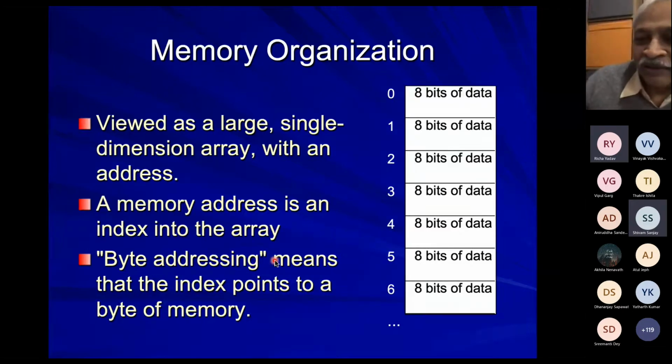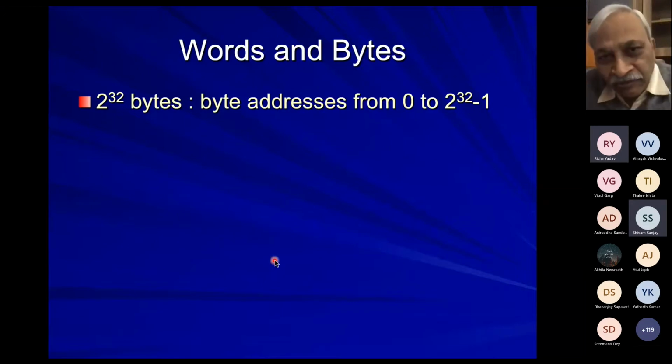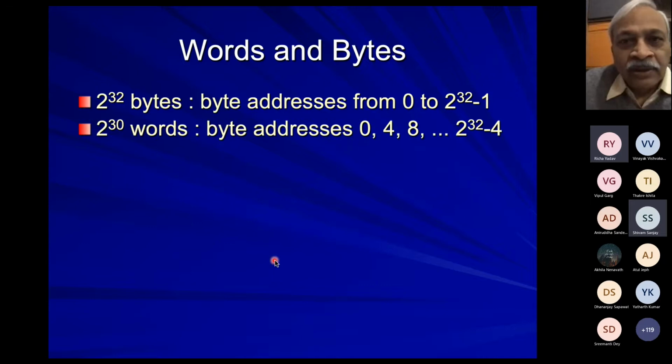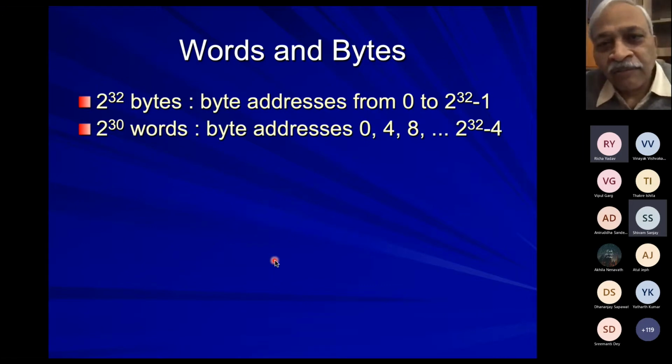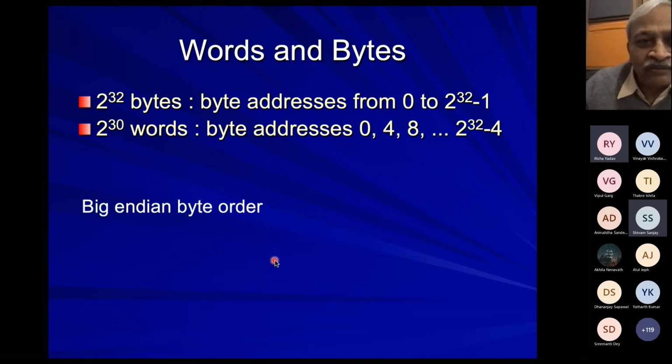But groups of 4 bytes would form one word, which is 32 bits. The address itself is 32 bits, which means you can have 2 raised to power 32 bytes. And the addresses go from 0 to 2 raised to power 32 minus 1. Since you have 4-byte words, the addresses of words are 0, 4, 8, and so on. So they are multiples of 4.